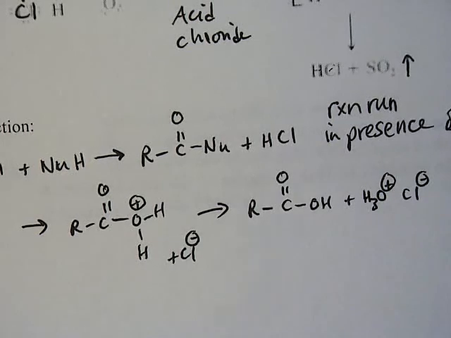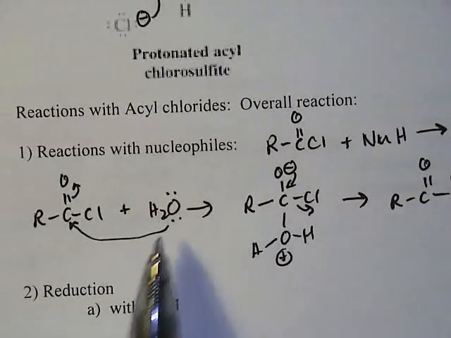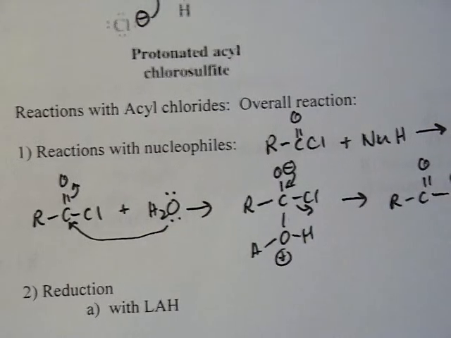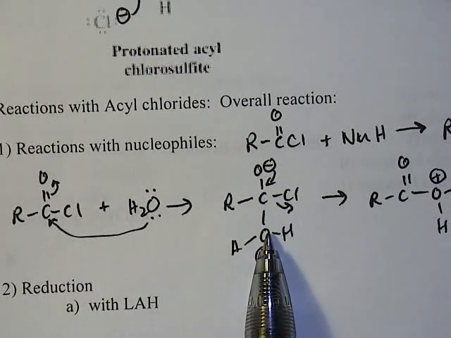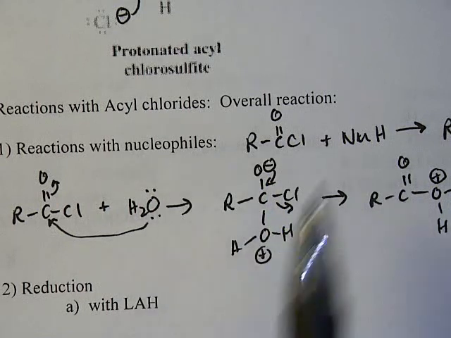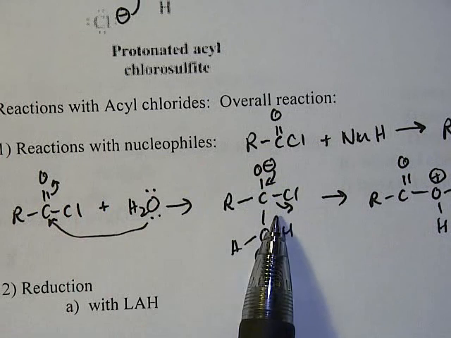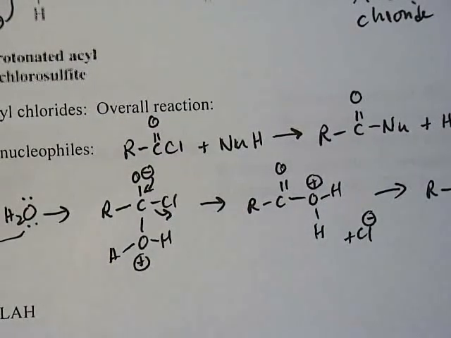So if it was an alcohol, you would start with the OR group here, and then the mechanism will be exactly the same. So you would have a tetrahedral intermediate, and then you have to have the chlorine leave. Remember the addition and then the elimination. So here's the addition part, and then here's the elimination part, and then the hydrogen transfer will happen to give the final neutral product. Okay.